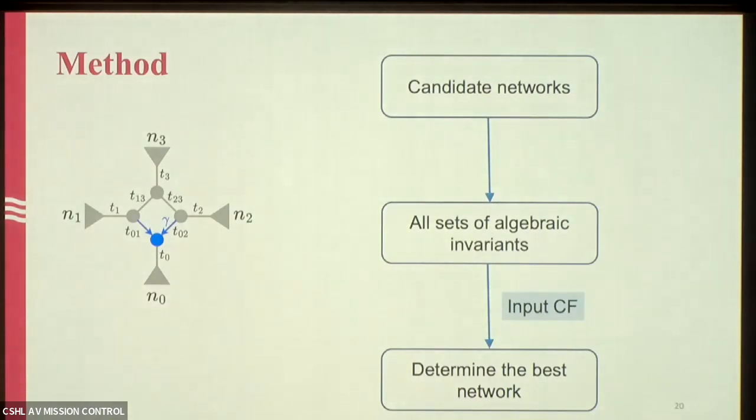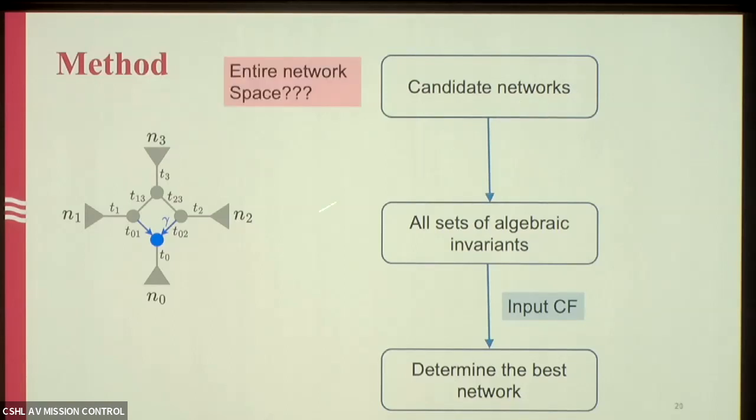As I mentioned earlier, if the data come from a network, then the algebraic invariants for that specific network will vanish to 0. So to estimate where the data come from, we need several candidate networks, and we get the sets of algebraic invariants for each. We input our data and see which invariants best match our data. So the question is, how should we find the candidate networks?